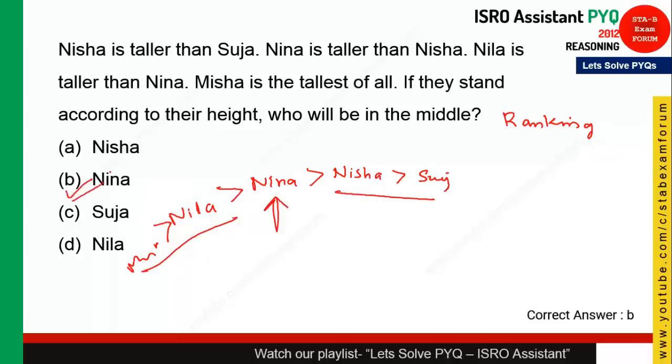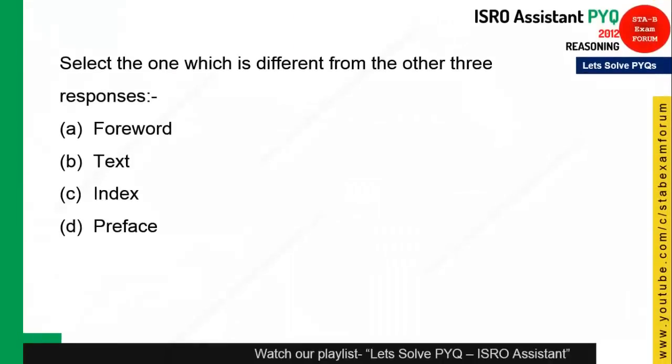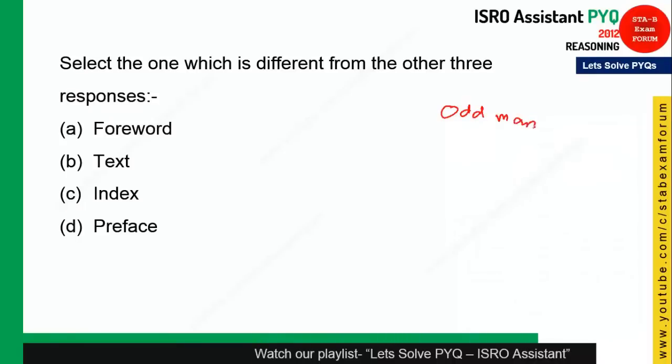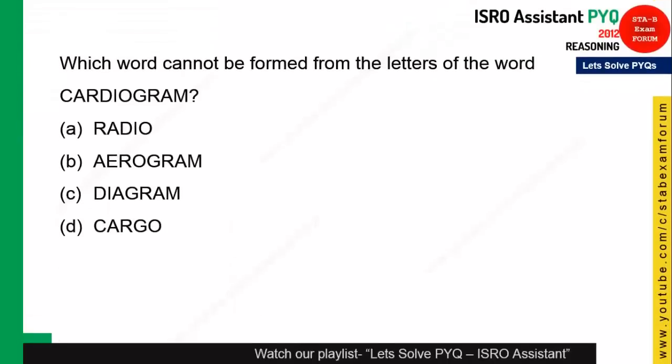Okay. So quickly coming to the next question. Again, this question is from the odd man out. Okay. So from these options, option B, text, is the correct one, because foreword, index and preface are generally either in the front section or the back section of any textbook, but text is generally included in the middle. Okay, so option B seems to be the valid one. Okay, let's see the next question.